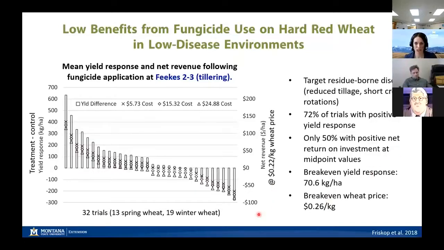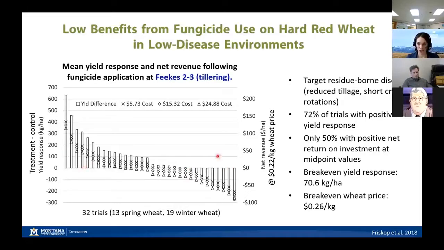So what you're seeing here is, these bars represent the 32 different trials of 13 spring wheat and 19 winter wheat fields where fungicide was applied at tillering stage. On the left axis is indicated the yield response, meaning the difference in yield between those fields that were treated with fungicide compared to those fields that were not treated. So essentially the yield gain from fungicide treatment for each of those fields.